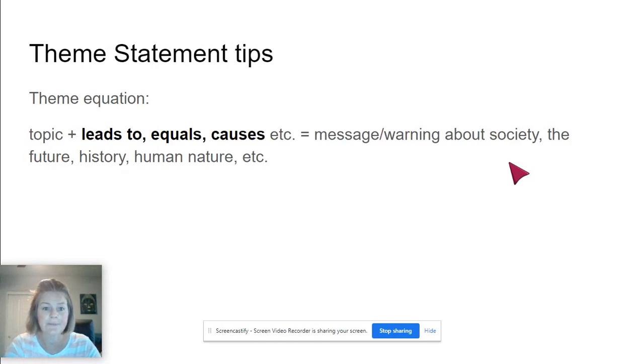It's super easy. Here's a tip for how to make a theme statement: you have a topic like individuality, and then you say something like leads to, equals, or causes, and then finish the statement. And then you have a full theme statement. So your statement should be a message or warning about society, the future, history, human nature, etc.